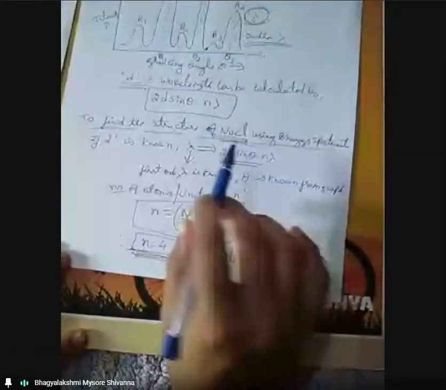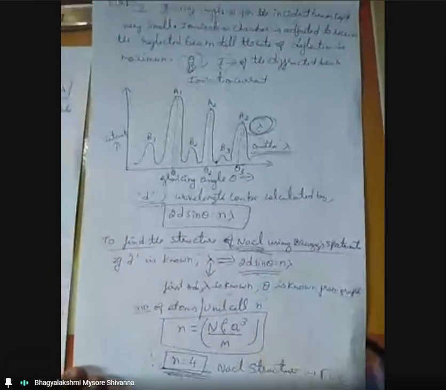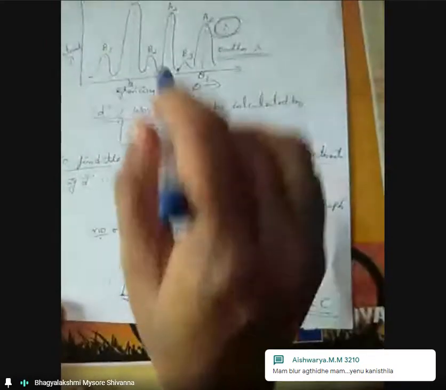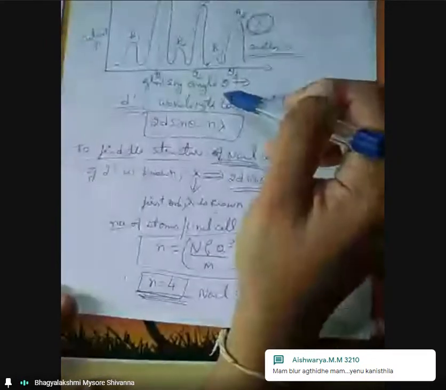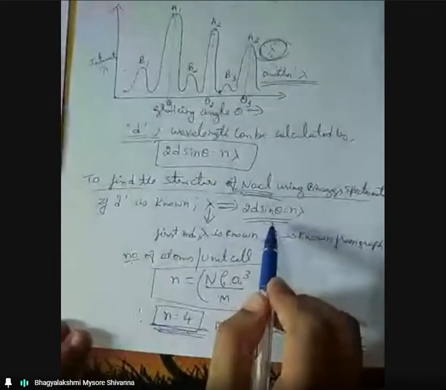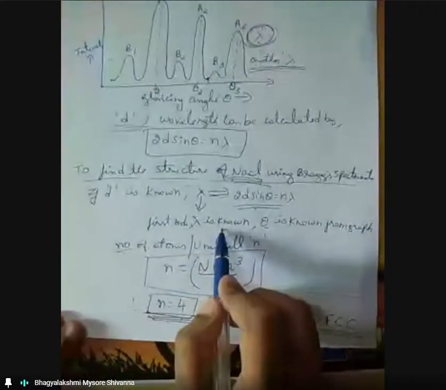So, how do we find the structure of NaCl using the Bragg spectrometer? I already explained the construction and working. In the place of the crystal, we place the NaCl crystal. After placing the crystal, we get the intensity versus the glancing angle. If the distance d is known, lambda can be calculated using Bragg's law. Lambda will be known for the first order, and theta will be known from the graph for the first order.